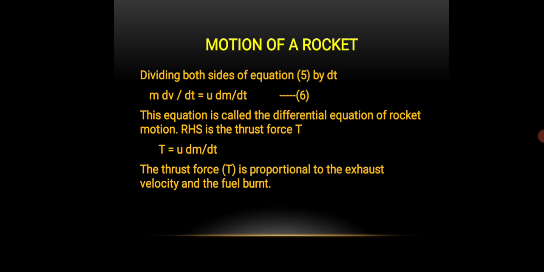Now here is the thrust force, because m into dv by dt is force, mass times acceleration. So T is equal to u into dm by dt. This equation T equals u dm by dt is called the differential equation of rocket motion.